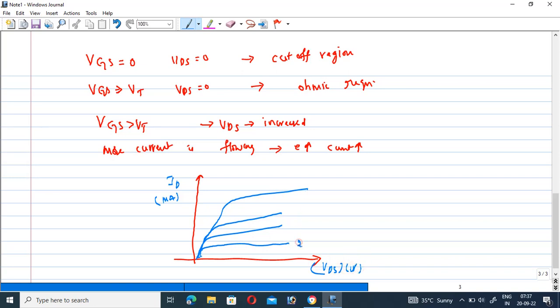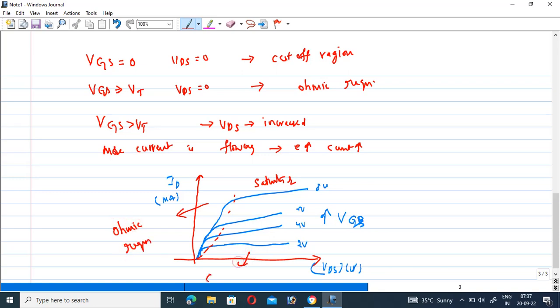When the VGS voltage is equal to 2 volts, 4 volts, 6 volts, or 8 volts, that means this is in the enhanced version. Then only the channel exists between the corresponding terminals. This is nothing but VGS, the gate to source voltage. Now this region acts as an ohmic region. This is generally called the saturation region, and this is called the ohmic region.